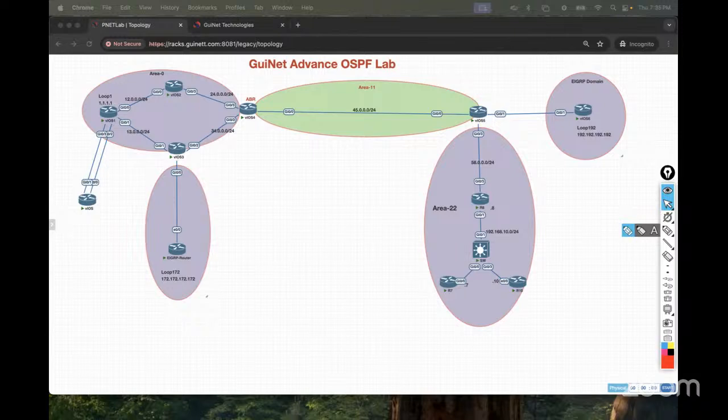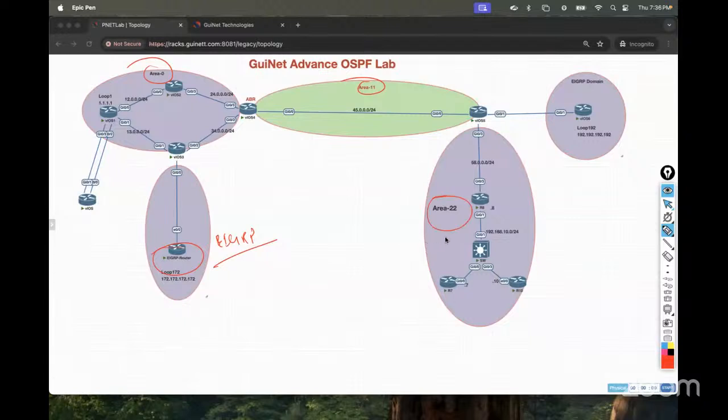So you can see this is my lab. In this lab, we have different areas. You can see we have area 0, and this is area 0. We have some EIGRP routers where we are going to run EIGRP, so we'll discuss later how the redistribution happens. Also, we have area 11 here, and this is area 22. So we have different use cases, and also this is EIGRP. Here we might run BGP and all.